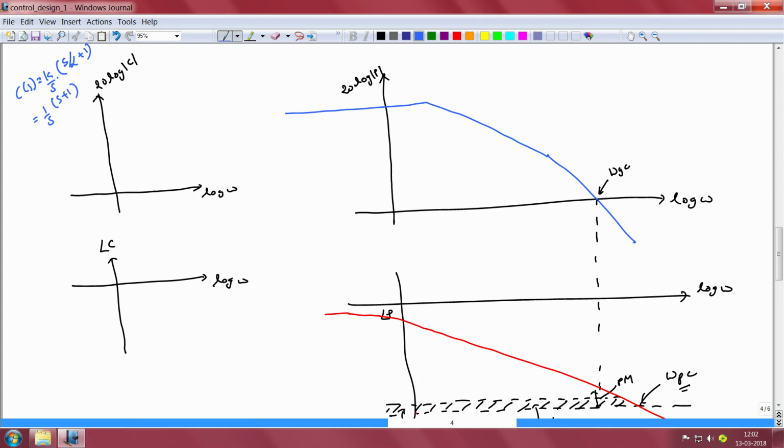What will the magnitude characteristic of this kind of a transfer function look like? For very low frequencies, we note that this term s plus 1 does not add either gain or phase. So, the frequency response would be dominated by that of the integrator.